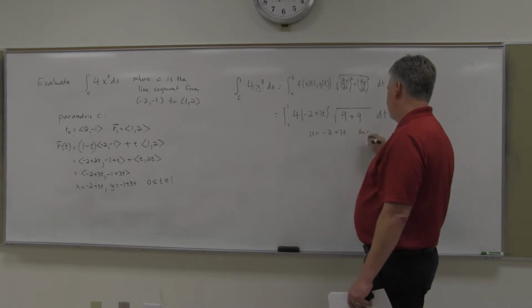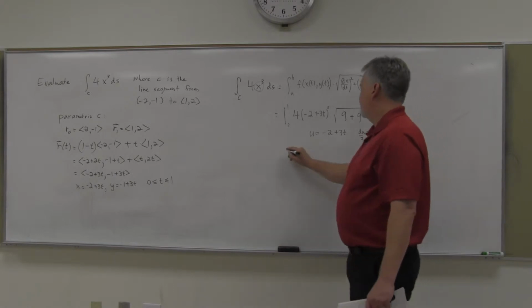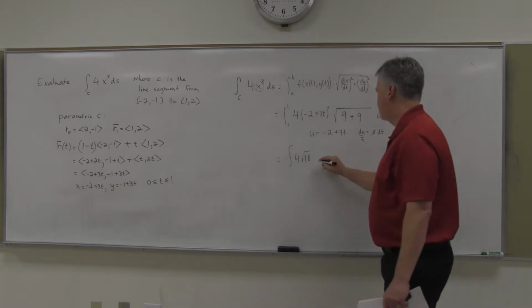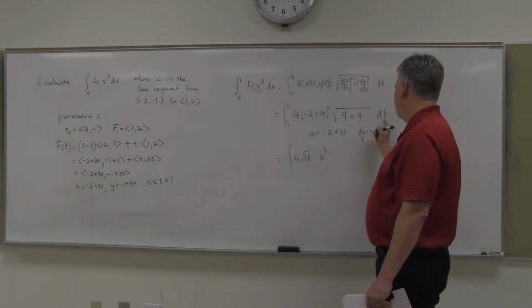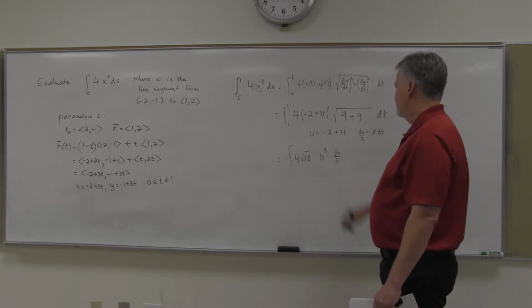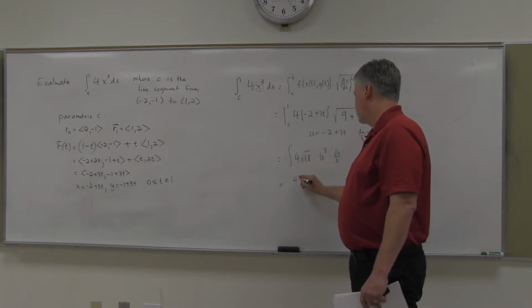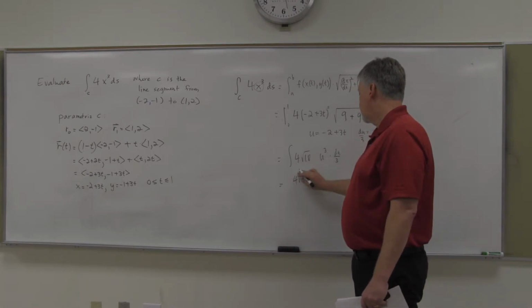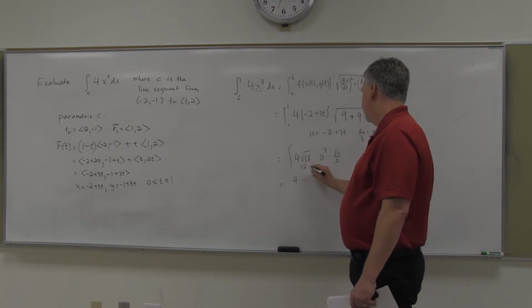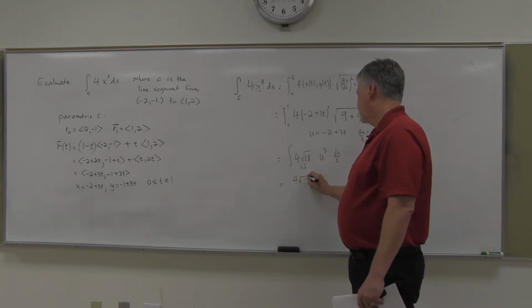du is 3 dt, so dt is du over 3. So we wind up with the square root of 18, change that to 3 square root of 2, times 4, u to the third, and then dt is du over 3. So the integral winds up being 4 square root of 2. That actually works out pretty nicely, because you have 3 square root of 2 divided by 3.